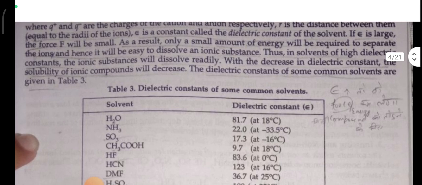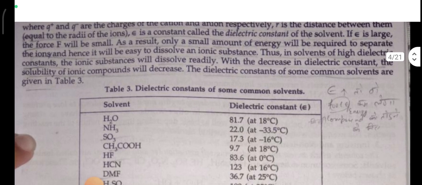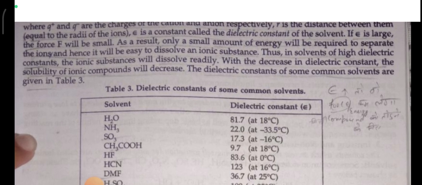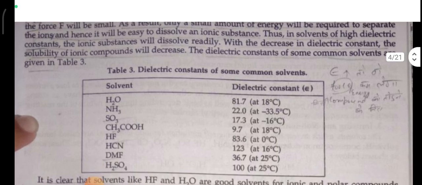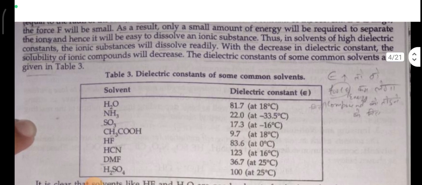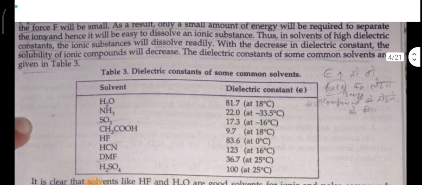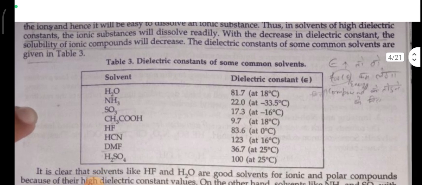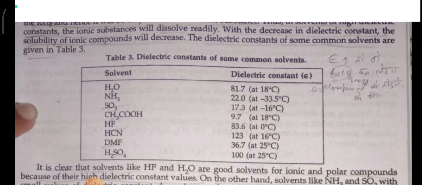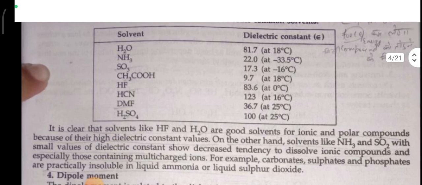If E is larger, the force F will be smaller. As a result, only a small amount of energy will be required to separate the ions, and hence it will be easy to dissolve an ionic substance. Thus, in a solvent of high dielectric constant, ionic substances will dissolve readily. With a decrease in dielectric constant, the solubility of ionic compounds will decrease. The dielectric constants of some common solvents are given in the table.